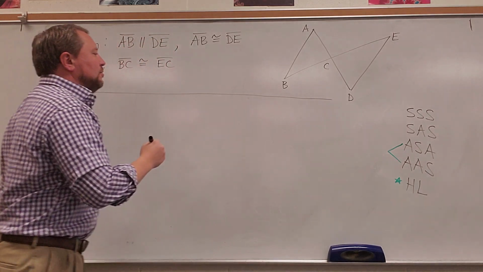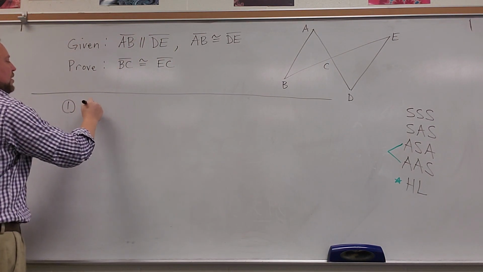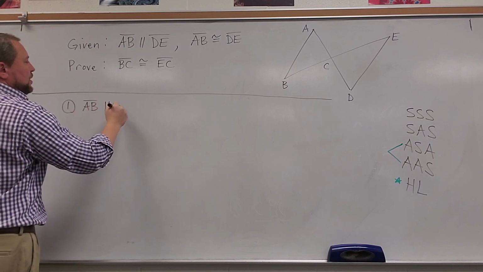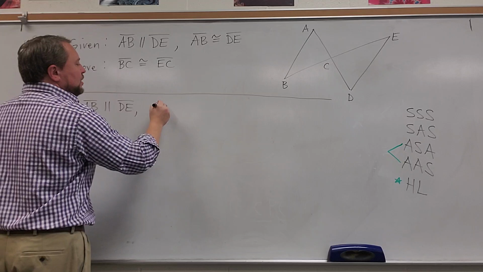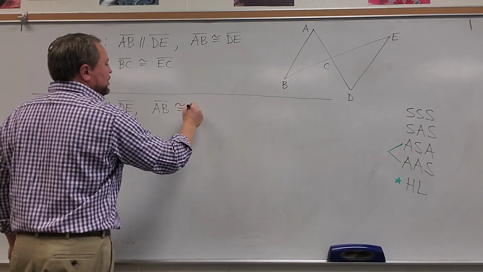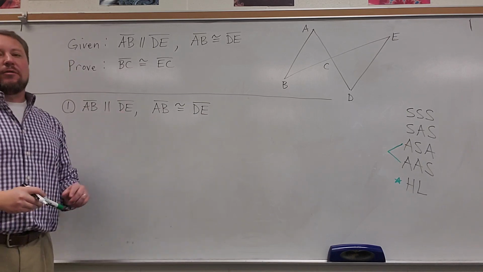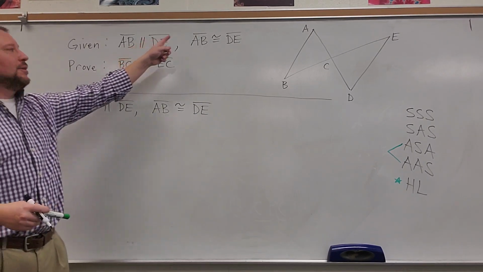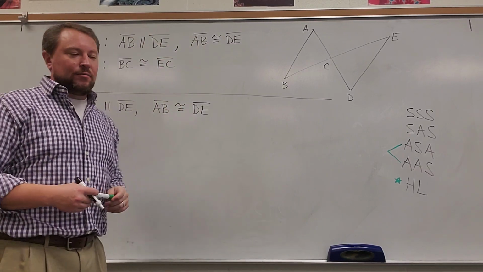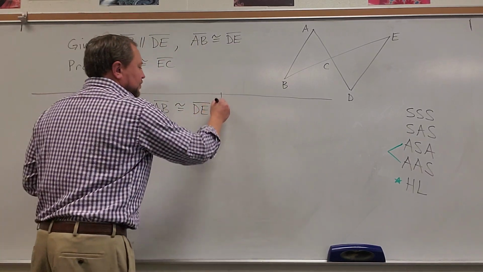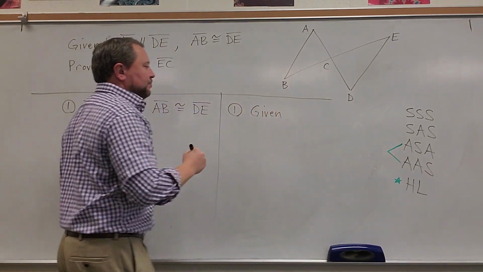All right, here we go. Step one, we just got to copy down our givens. So AB is parallel to DE, and AB is also congruent to DE. Don't assume those always go hand in hand, by the way. Just because they're parallel doesn't mean they have to be congruent. It just so happens on this problem they are. We put down that first step is given.